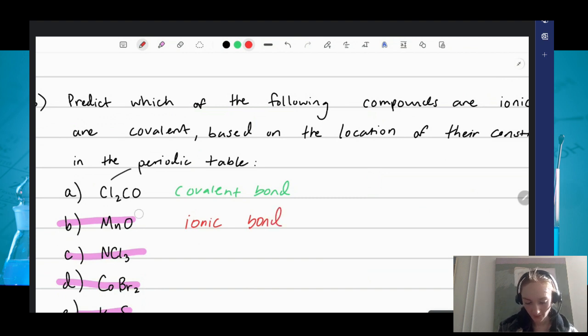Awesome. So let's move on to 13c. This is nitrogen and chlorine. Nitrogen is a nonmetal. Chlorine, as we already established, is also a nonmetal. So this is going to be a covalent bond.